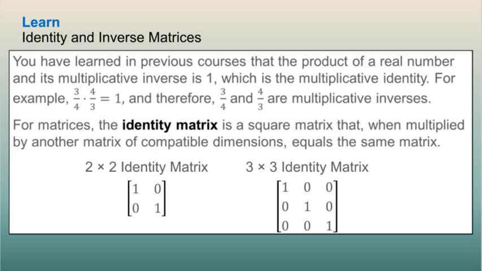For matrices, the identity matrix is a square matrix that when multiplied by another matrix of compatible dimensions equals the same matrix. So a 2 by 2 identity matrix is going to look like 1, 0, 0, 1. A 3 by 3 would be 1, 0, 0, 0, 1, 0, 0, 0, 1. So you'll always see a listing of ones diagonal from the upper left to the lower right.